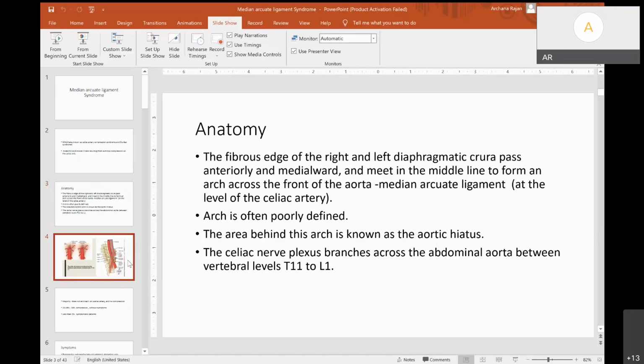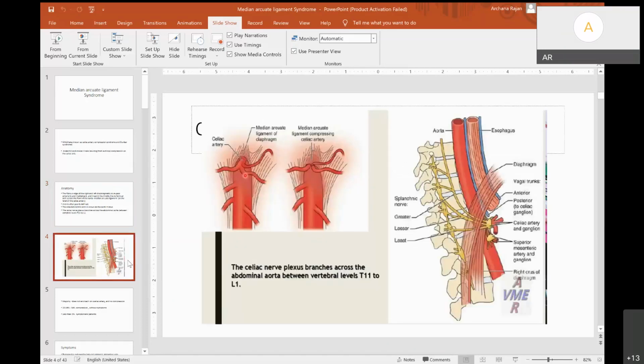So in the next slide, you can see the picture showing the normal median arcuate ligament with the celiac artery, and that median arcuate ligament which is compressing on the celiac artery is seen on both sides. The celiac nerve plexus branches across the abdominal aorta between the vertebral level T11 to L1. So you can see the celiac artery and ganglion here, and the branches of the celiac nerve plexus also. So this is the median arcuate ligament which is seen compressing the celiac artery.